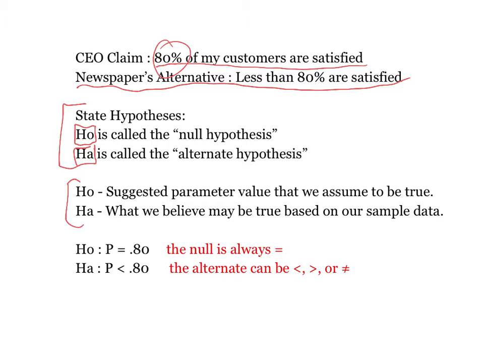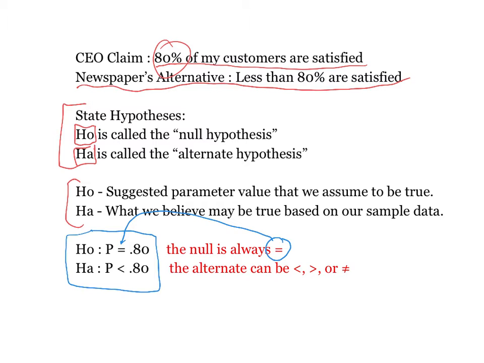So the null is the suggested parameter value that we assume to be true. And then the alternate is what we believe may be true, or what we're trying to prove based on our sample data, okay? So this is how you would write it. And this is specific to sampling proportions, okay? They'll be different when we do sample means later. So we'd say the null is that capital P equals 80%. Remember, P is the population parameter. That's the symbol for that. So the null is whatever they claim the percentage is, okay? Something to note, the null is always equal. So you'll always put an equal sign in there for that, okay?